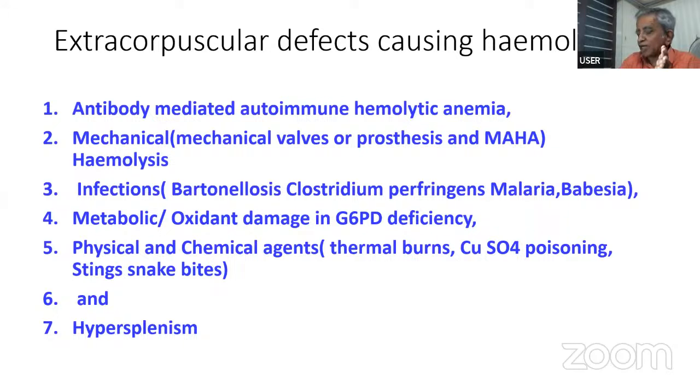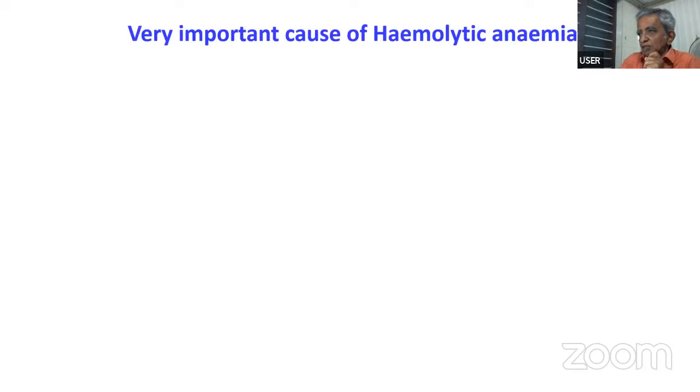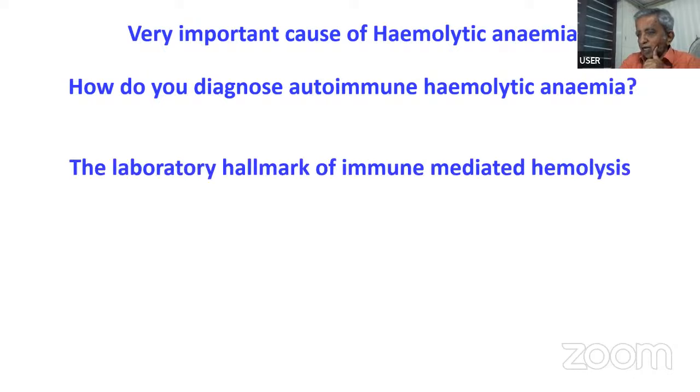It is also something like an extracorpuscular factor. The lysis happening inside the spleen. So these are the things which you should explore. Let us see if any one of them is present in this patient. So in this patient who has a hemolytic crisis, on long-standing hemolysis, 18-year-old, let us look at the autoimmune hemolytic picture. Now, it is an important cause of hemolytic anemia. How do you diagnose autoimmune hemolytic anemia? All of us know that the laboratory hallmark of immune-mediated hemolysis is dash. What is it?